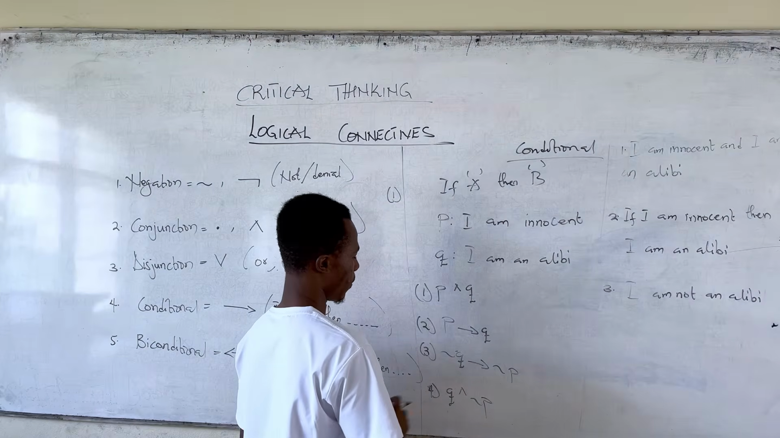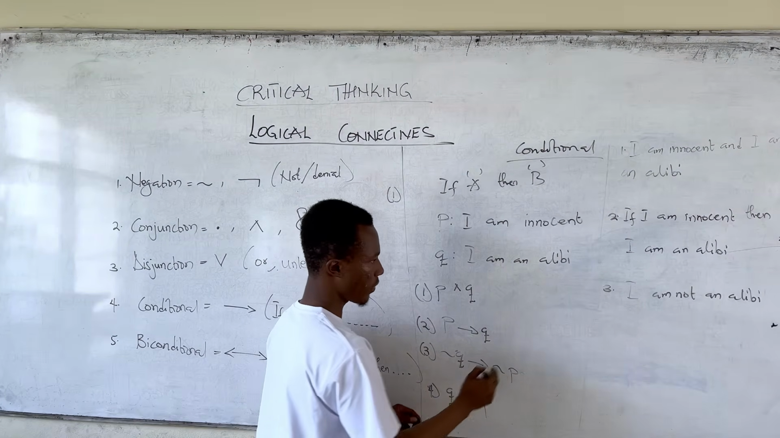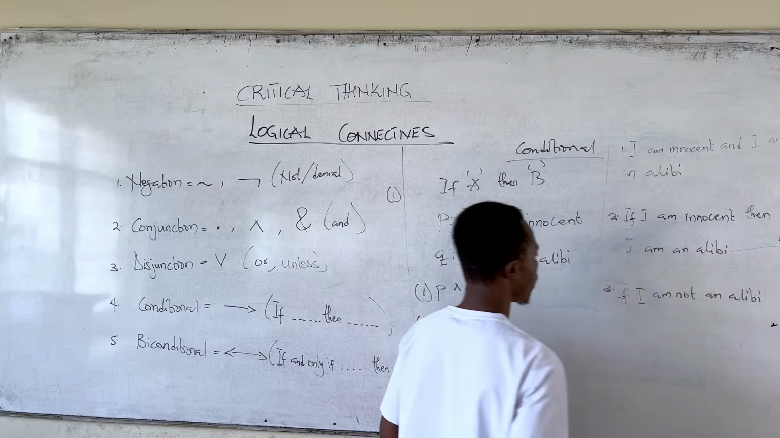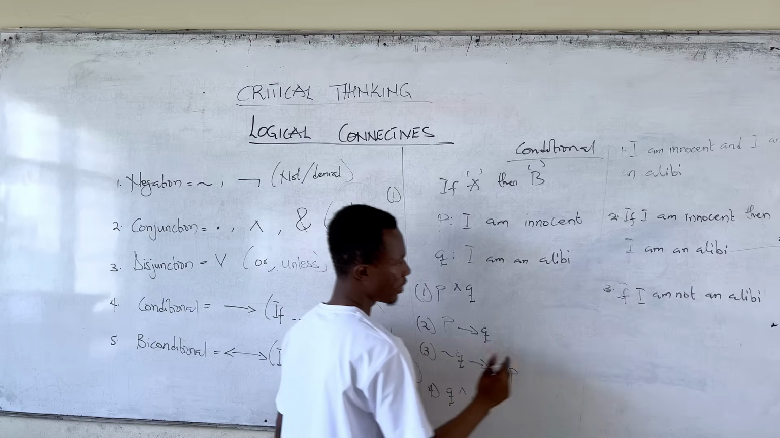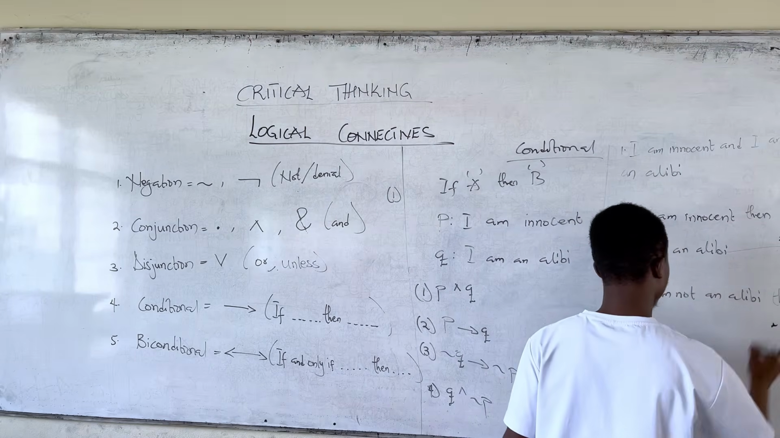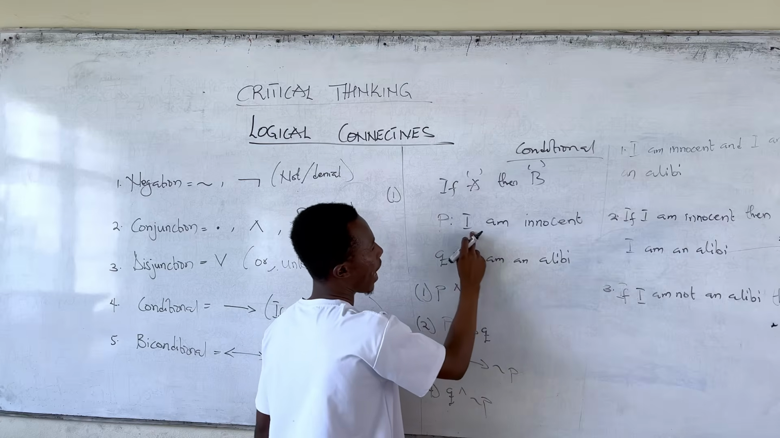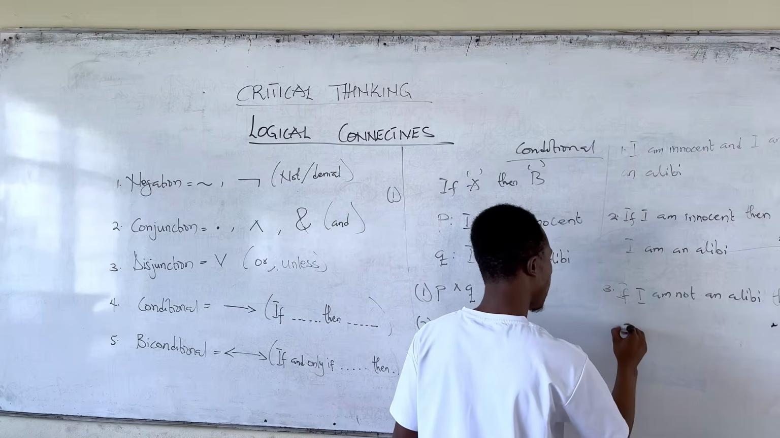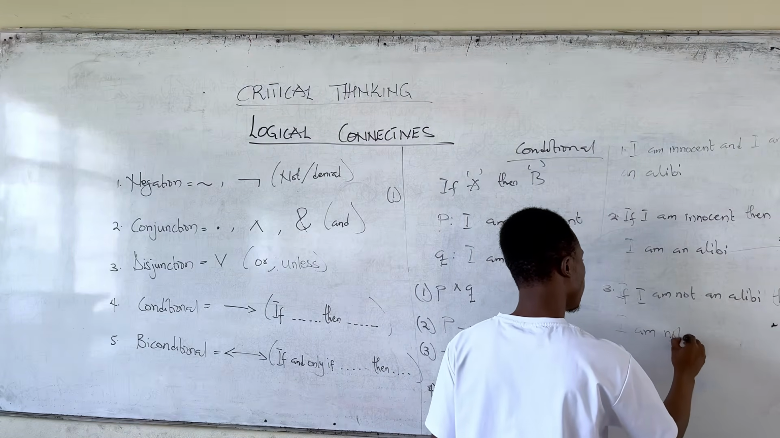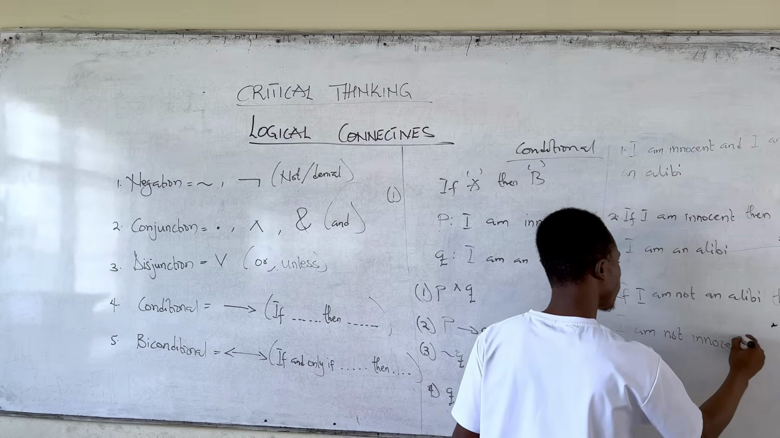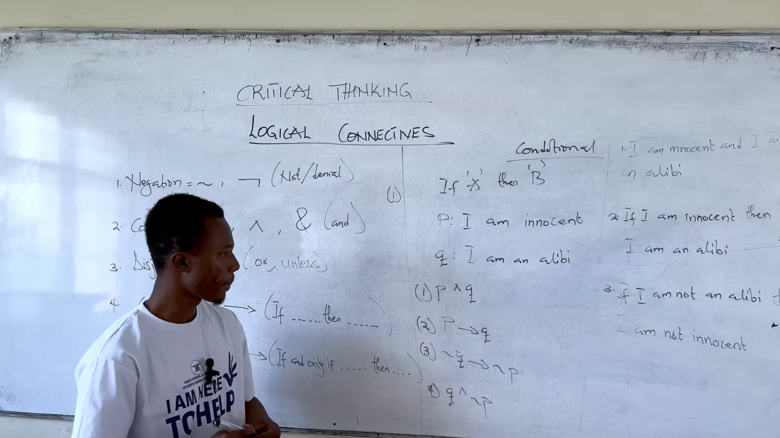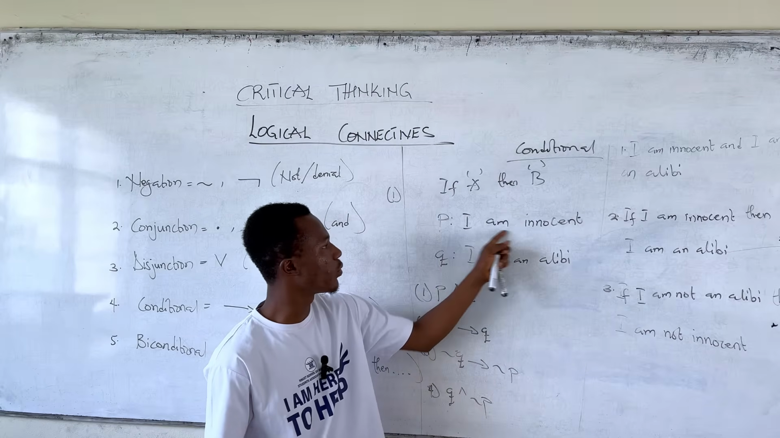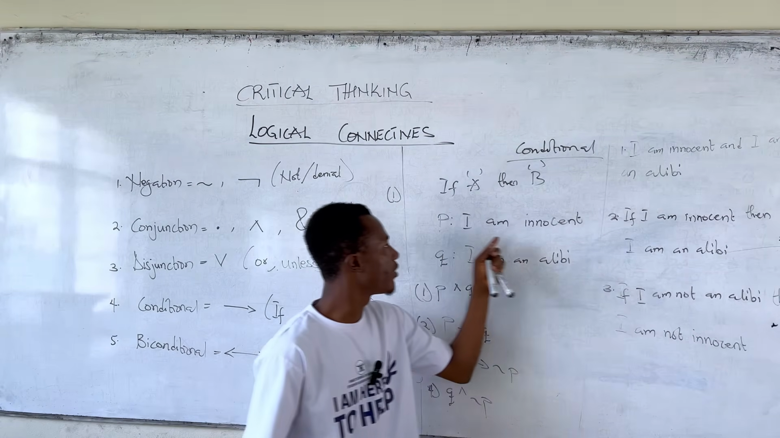Then it is a conditional, so we have to start with if. If I do not have an alibi, then not P: I am not innocent. So this is what it means. You negate Q, you negate P. I am not innocent, we have negated P. I do not have an alibi, we have negated Q.